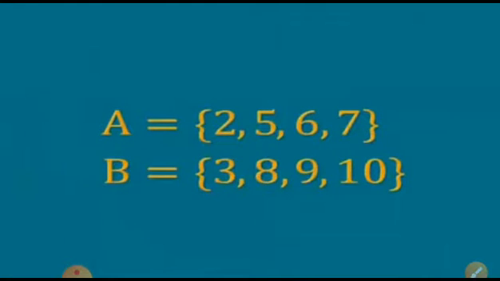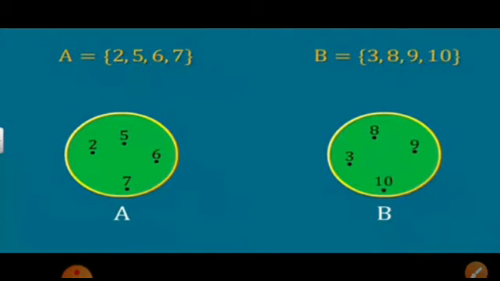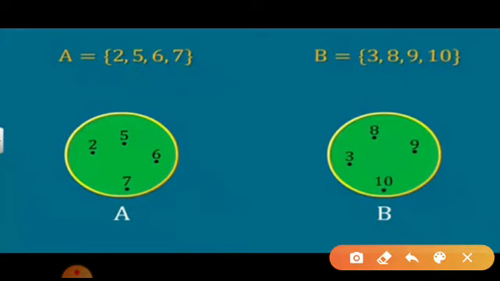Now see here, suppose A is 2, 5, 6, 7 and B is a set containing 3, 8, 9 and 10. Now I can represent the numbers 2, 5, 6, 7 in this circle. Okay, so those elements should be written inside the closed figure. Similarly, the set B contains 3, 8, 9 and 10. Those elements should be represented inside the closed figure. Usually the sets are denoted by circles.